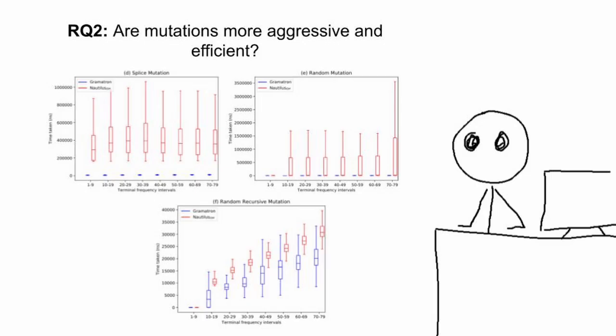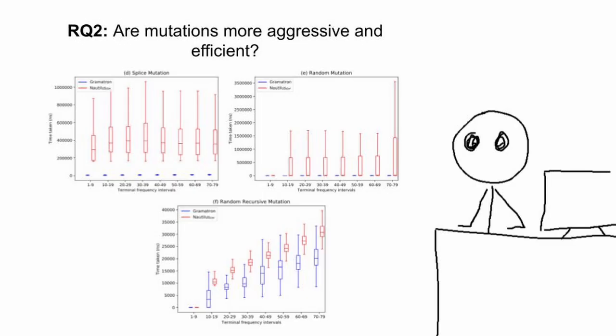It's pretty evident from these graphs just how much faster Gramatron is compared to Nautilus. Looking at the splice mutation and the random mutation, you can barely even see the marks that Gramatron makes in comparison, because they're just such a fraction of the time it takes for Nautilus to do those same mutations. Random recursive is a little bit closer, but even then, Gramatron is still more efficient and faster than Nautilus.